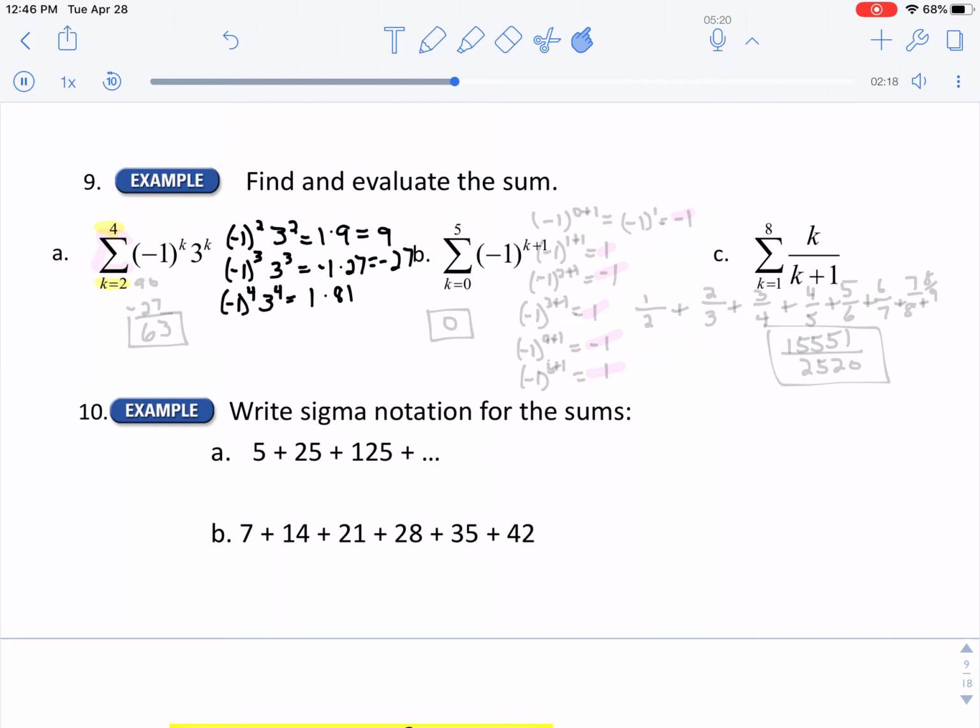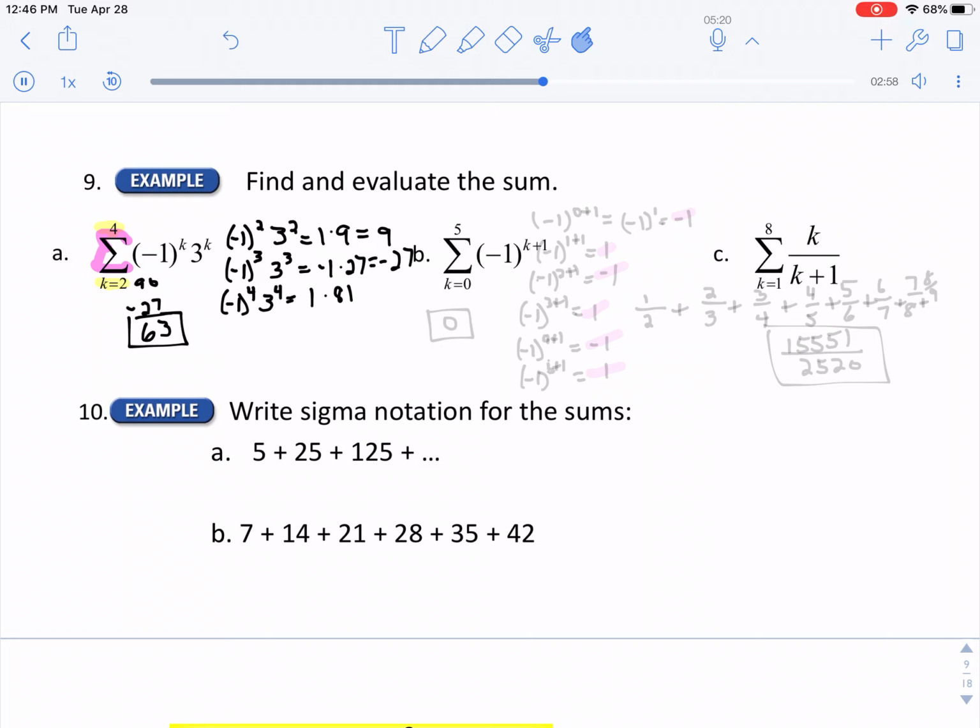But we're not done, because again, the summation notation, that great big E-looking thing, tells us that we're supposed to add those together. So we're going to add the 9 and the negative 27 and the 81. So 9 and 81 is 89 minus 27 gives us 62. I'm sorry, 81 and 9 is 90. And 90 minus 27 gives us 63. So the answer to this problem is 63.